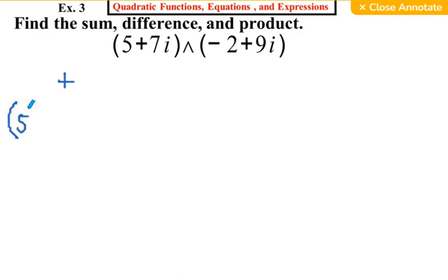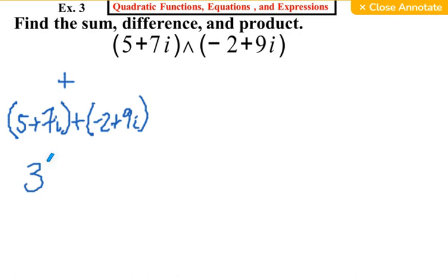Sum: 5 plus 7i plus negative 2 plus 9i. All right, Caleb, what is the sum for those? 3 plus 16i. Yes, that is correct. Thank you. Let's go to subtraction.